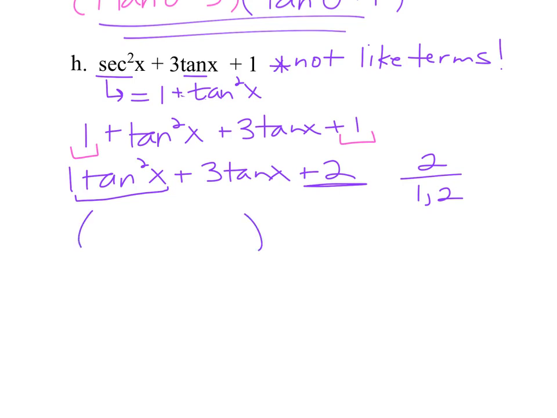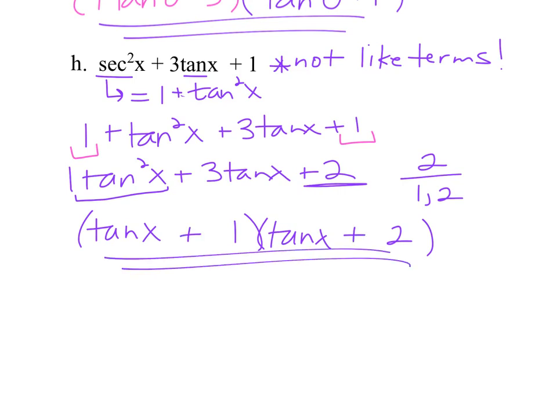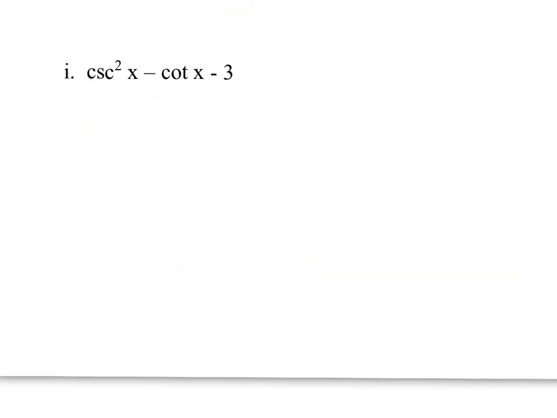We can split apart tan squared x into tan x and tan x. And we can split apart the 2 into 1 and 2. And since they're both plus in that factored form on the right, we put plus for both of them. That's utilizing the Pythagorean identity in this factoring process.